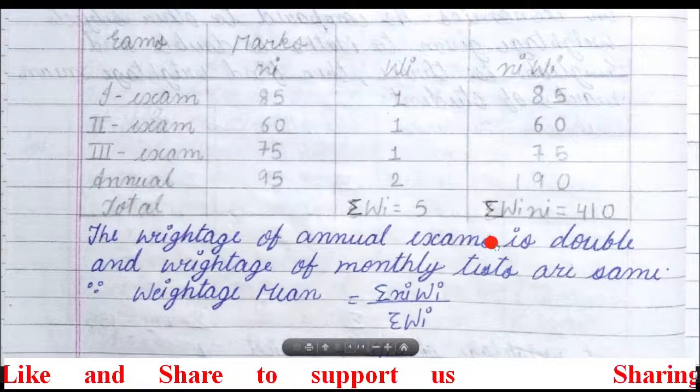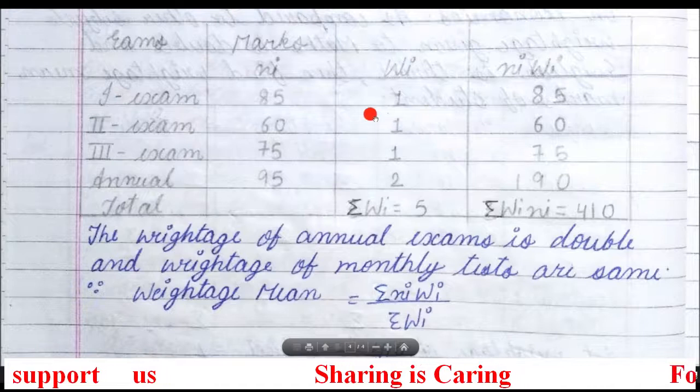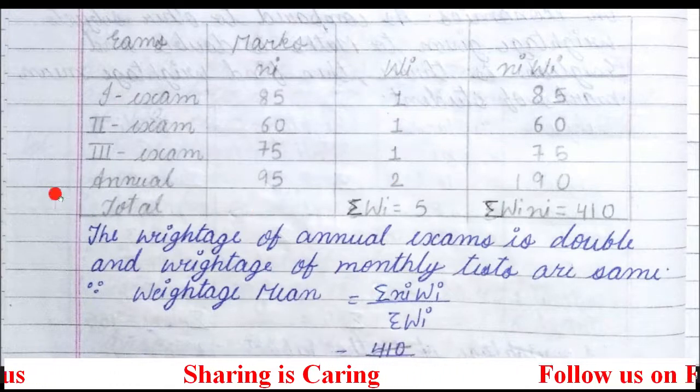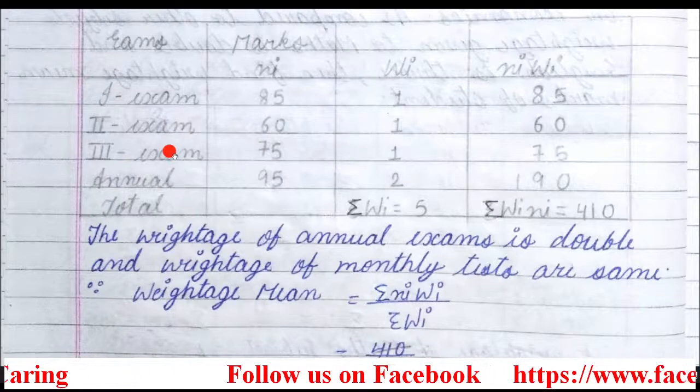The weightage of annual exam is double and weightage of monthly tests are same. That's why here we wrote 1, 1, 1 and here 2. Here students you can write first test, second test, third test also.